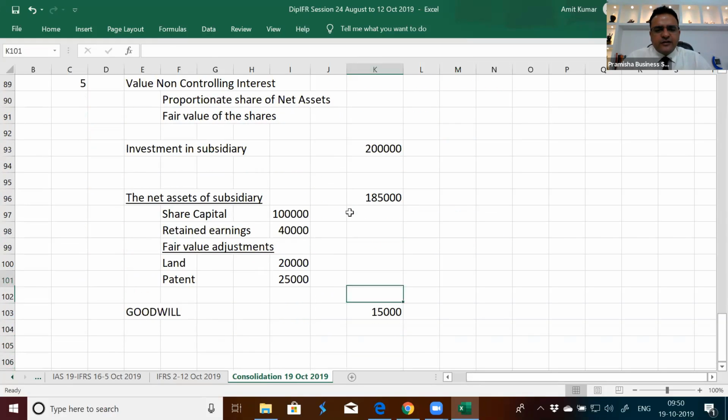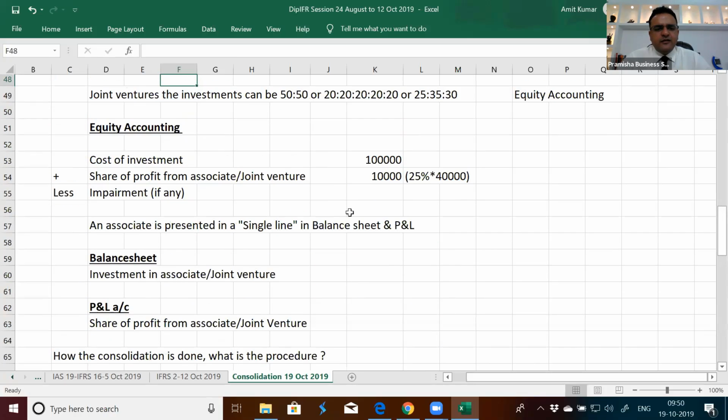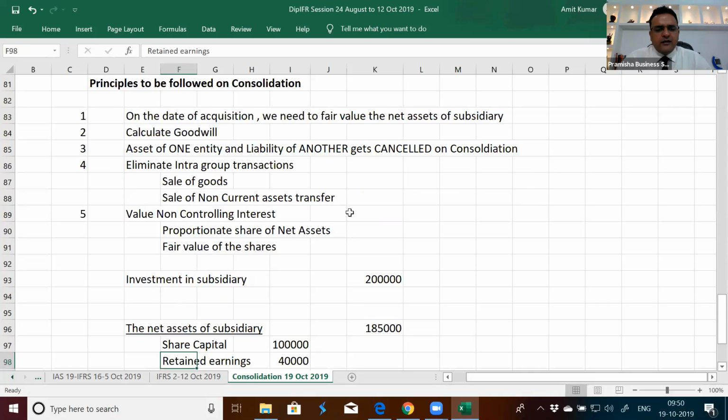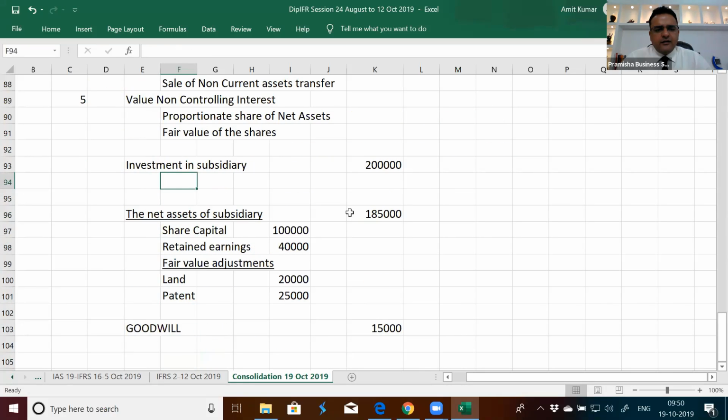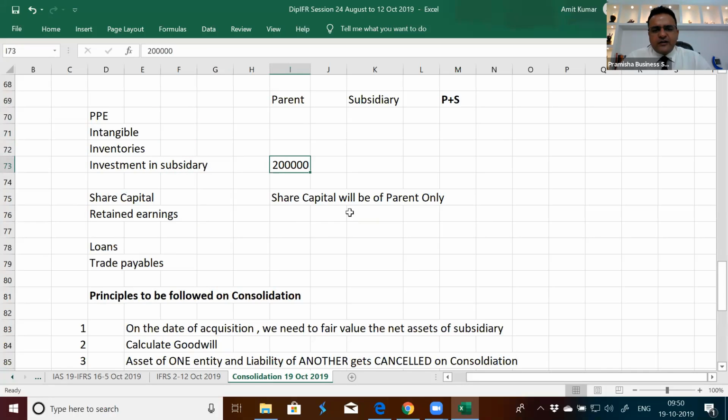In the subsidiary's books it is share capital of subsidiary, retained earnings on the date of acquisition, and if there is any fair value adjustment, these are the line items on the subsidiary's book side. These get cancelled with investment in subsidiary. Investment in subsidiary gets cancelled with the share capital of subsidiary and retained earnings on the date of acquisition.